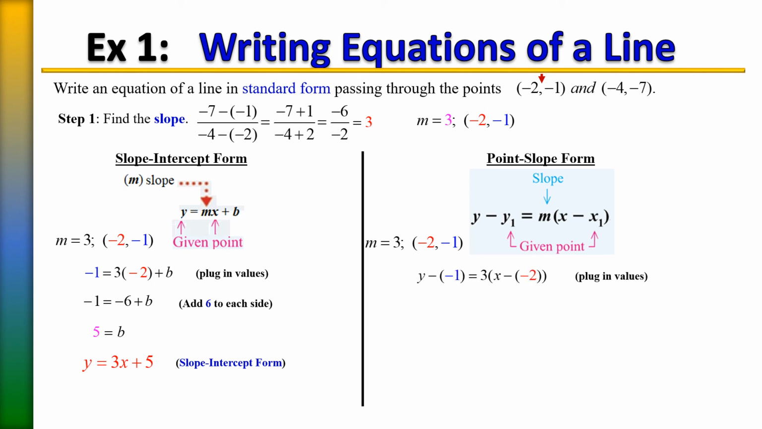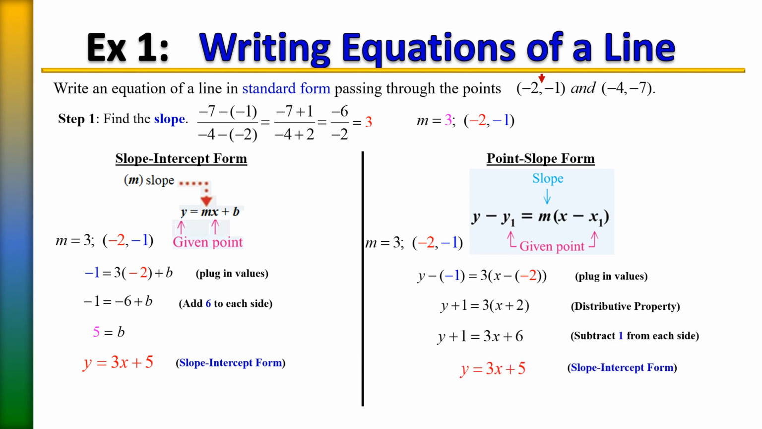When we do so, it's going to look like so. Remember, double negatives become positives. Next, we're going to go ahead and use the distributive property on the right side. That's 3 times x is 3x, and 3 times 2 is 6. Last step to solving for y is to subtract 1 from each side. And when we subtract 1 from each side, you'll notice we'll have the same answer of our line, which is y equals 3x plus 5.